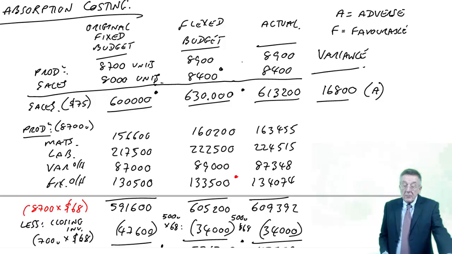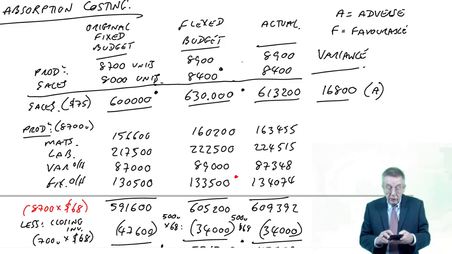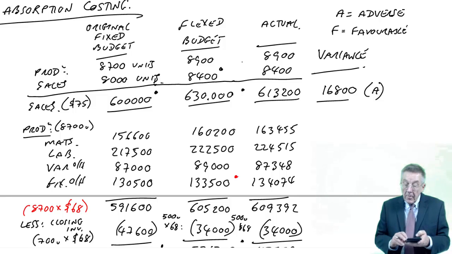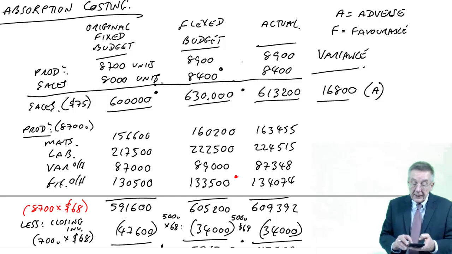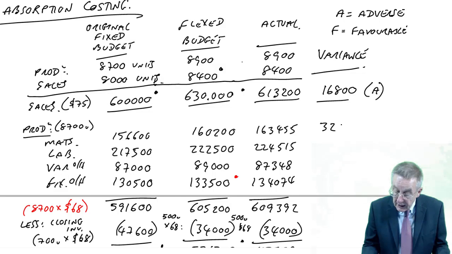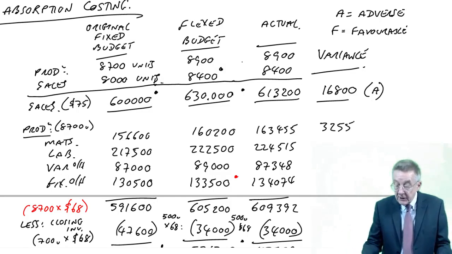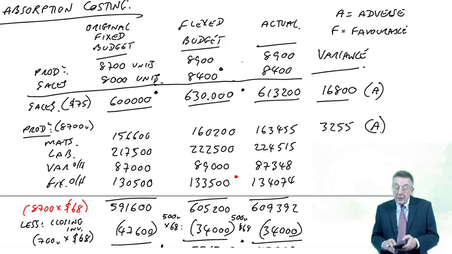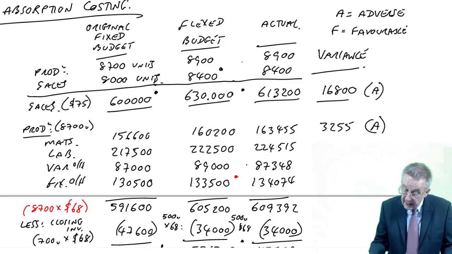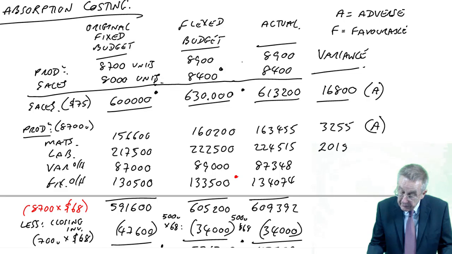Looking at the costs, materials, we spent 163,455. For our level of activity, we should have spent 160,200. So we overspent. Overspent means less profit. It's adverse. Labour again we overspent. I can do it in my head. The difference 2015.